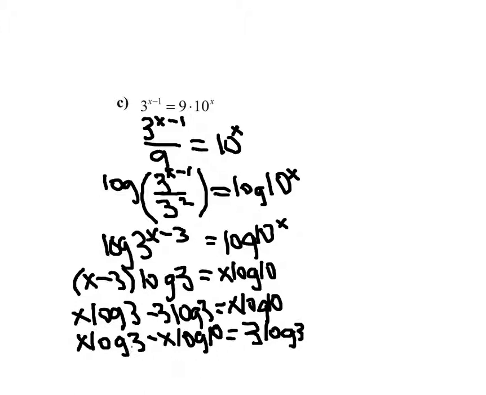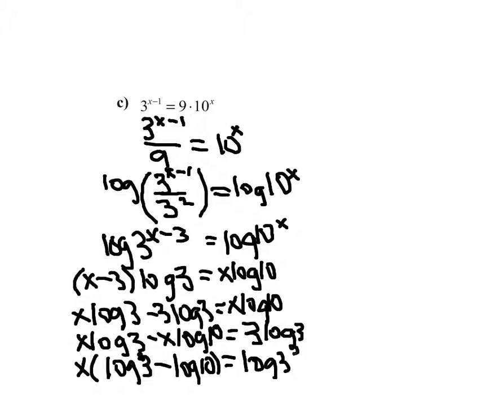So now what we can do is take out an x from both of these. So that will become x, log 3 minus log 10 equals, okay, so now we don't want any numbers in front of the log because these both have 1's in front of them. So to get rid of the 3, we can roll it back up to make it log 3 cubed. Okay. Just going to move this up here.